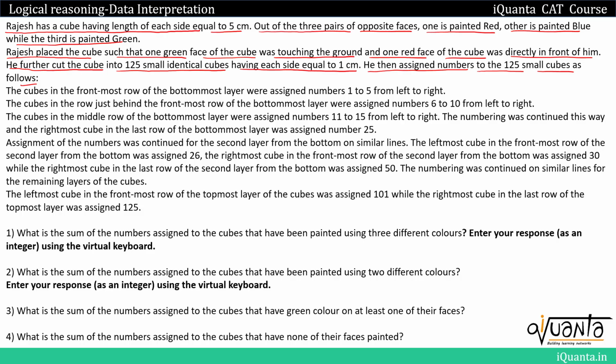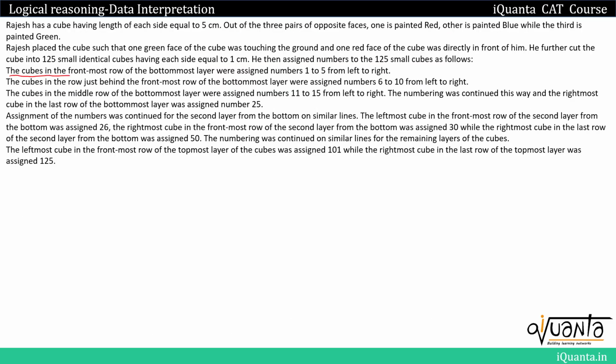Let us see how. The cubes in the frontmost row of the bottommost layer were assigned numbers 1 to 5 from left to right. So let me go to the next slide. I need some space to demonstrate how he is numbering those cubes. So the cubes in the frontmost row of the bottommost layer were assigned numbers 1 to 5 from left to right. So let me draw a cube over here.